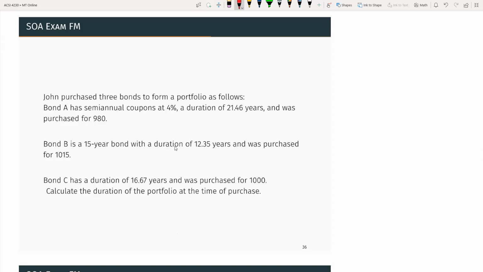John purchased 3 bonds for his portfolio as follows. Bond A has a semi-annual coupon at 4%, duration of 21.46 years, and was purchased for 980. So you are given the duration, which is 21.46, and the price is 980.